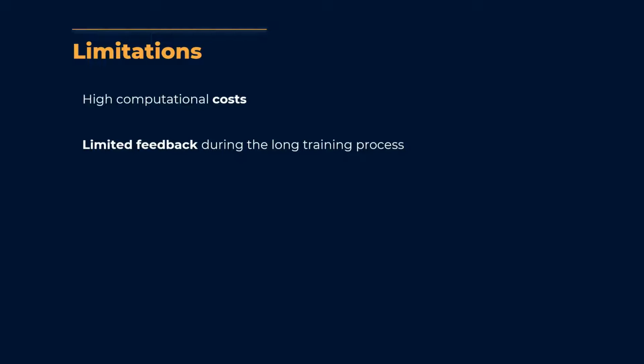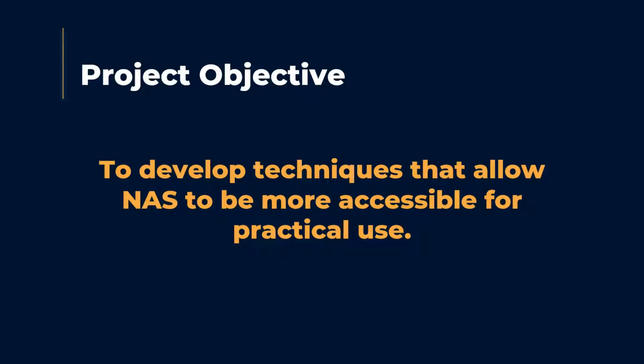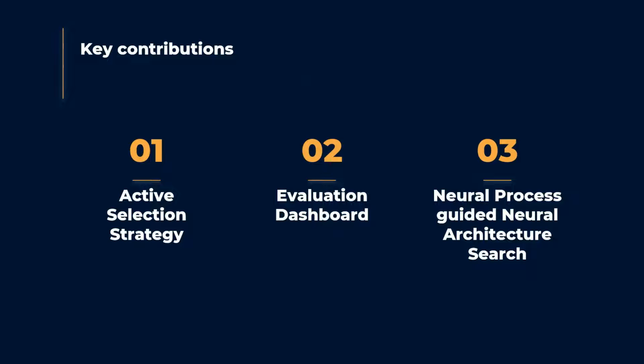While NAS techniques minimize human interventions during the search process, it may be prudent for researchers to monitor its progress and determine if the generated architectures are fulfilling the objectives of the search. For example, if researchers can monitor performance during the training process, mistakes made may be identified during the training process itself and allow training to be terminated early, instead of waiting for the whole process to be completed before discovering the said mistake. This is especially important in the case of NAS due to its significant computational cost and time required. As such, the objective of this project is to develop techniques that allow NAS to be more accessible for practical use. The key contributions are as follows.